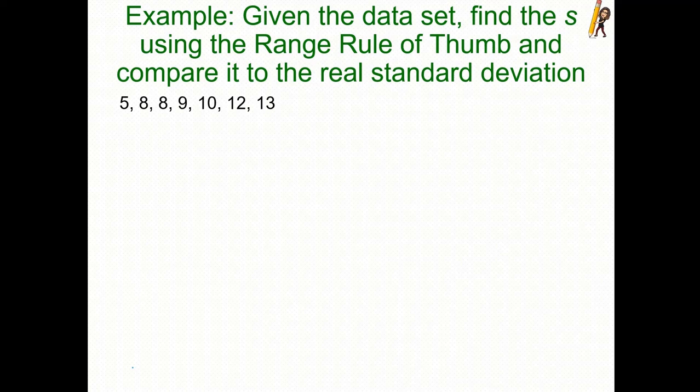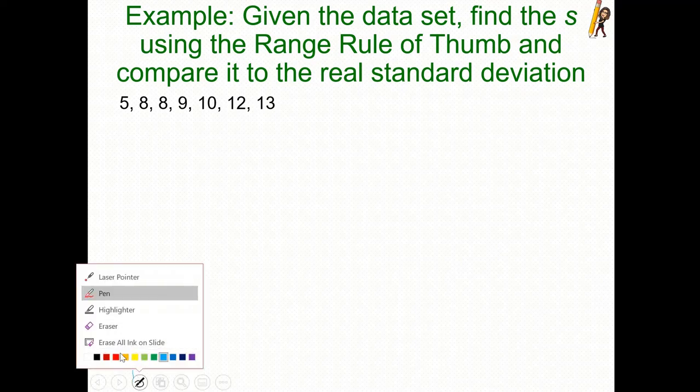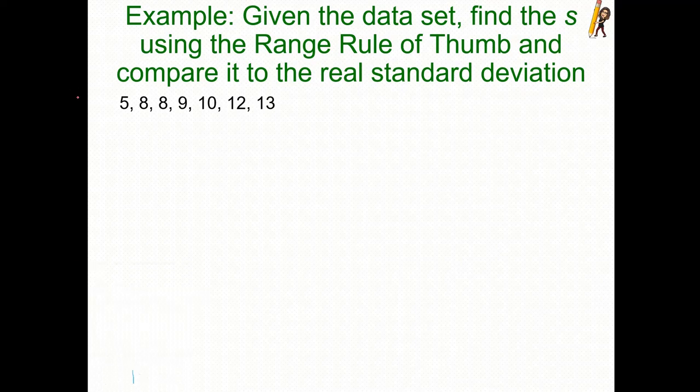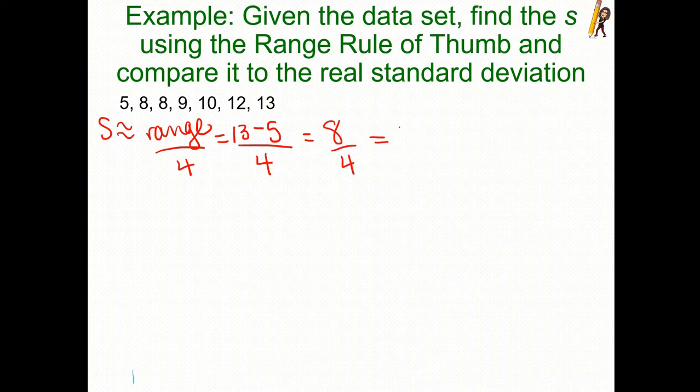So first we're going to find it using, I'll grab my pen again. We're going to find it using range rule of thumb. So the range divided by 4. It looks like my data values are arranged in order. So my range is my highest minus my lowest, 13 minus 5, all divided by 4. 13 minus 5 is 8, divided by 4. My standard deviation, according to the range rule of thumb, is 2.